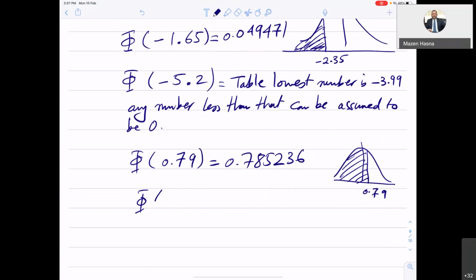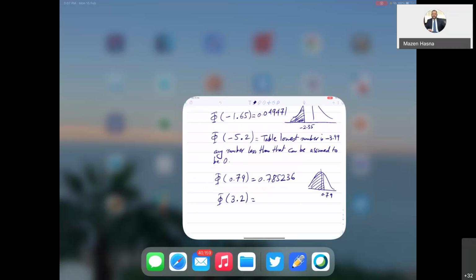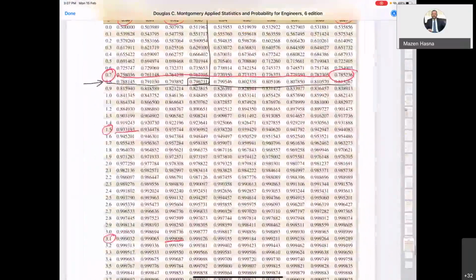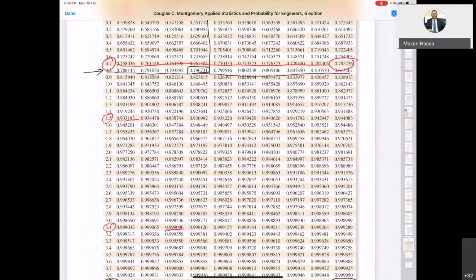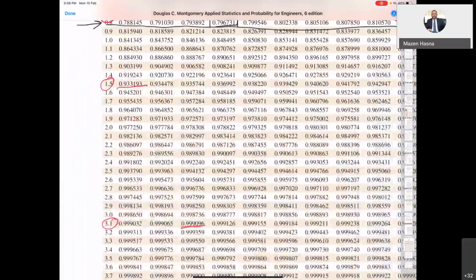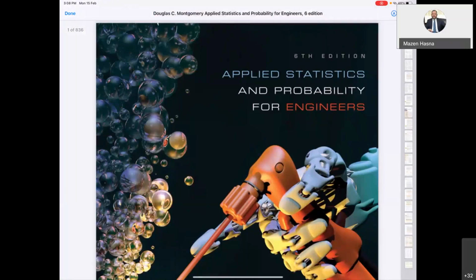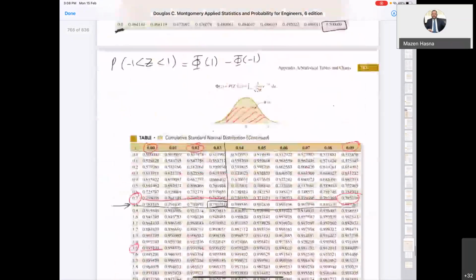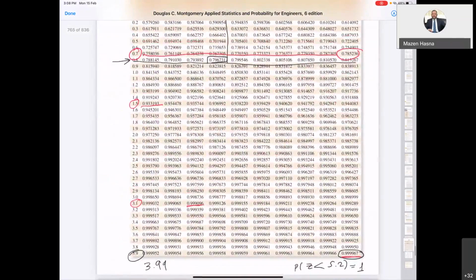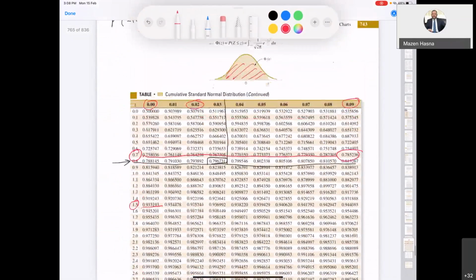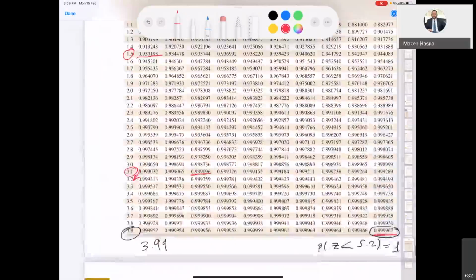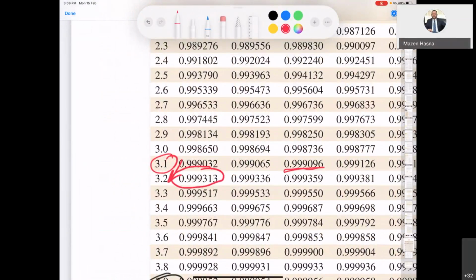Let's do phi of 3.2. Let's see. So this is 3.2. For 3.2, I do not have any number, so I go under 0. What's wrong? Not sure what's going on. So 3.2, and then under 0. So it's the first column. So this is my probability, 0.999313.